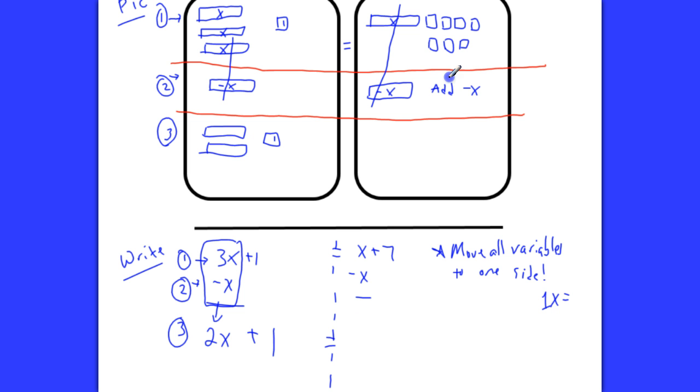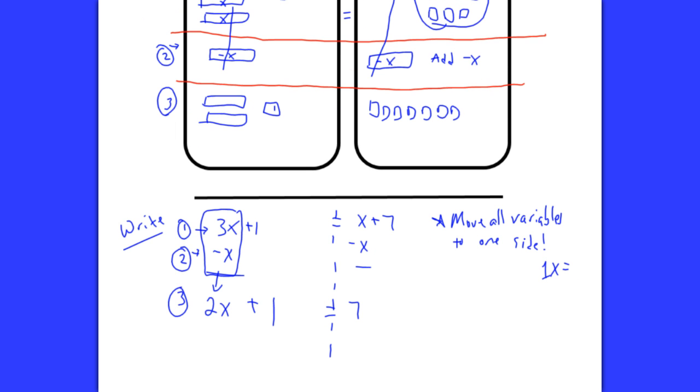That's equal to, well, look at what's left on this side over here. You have 7. So for the picture, we'll put down 7 squares. Just draw them quickly. 1, 2, 3, 4, 5, 6, 7. You have 2x plus 1 equals 7. Now look at what you have.